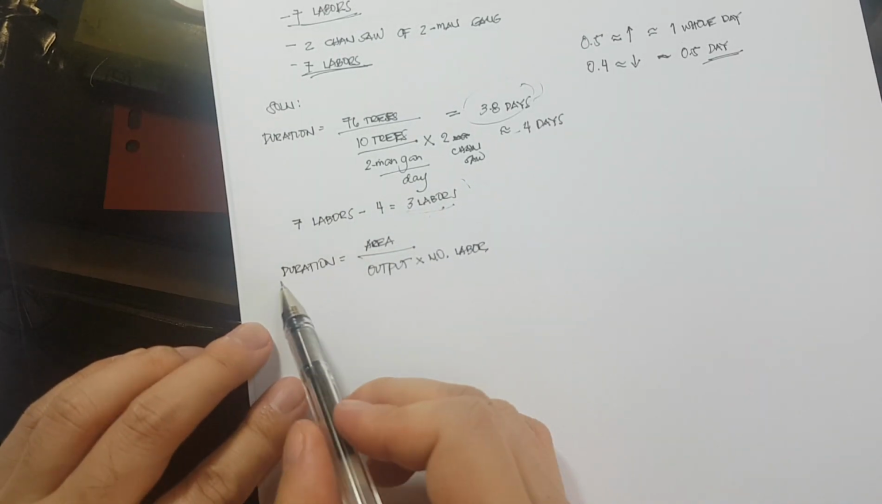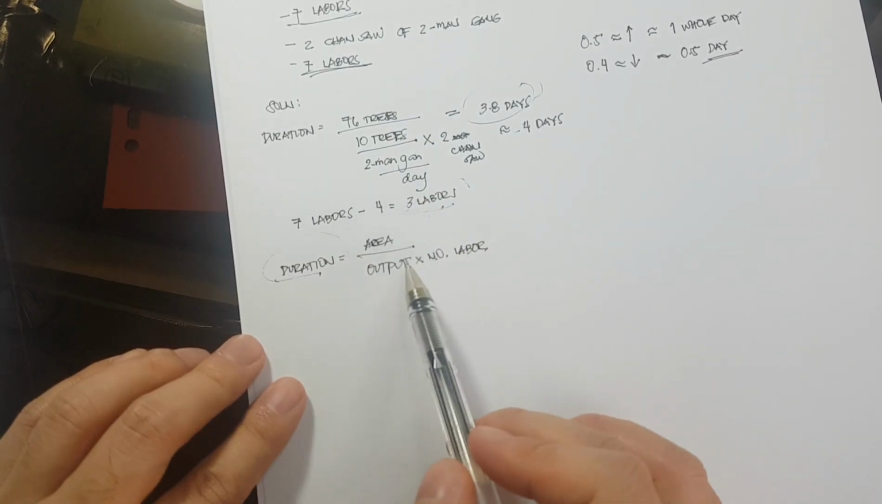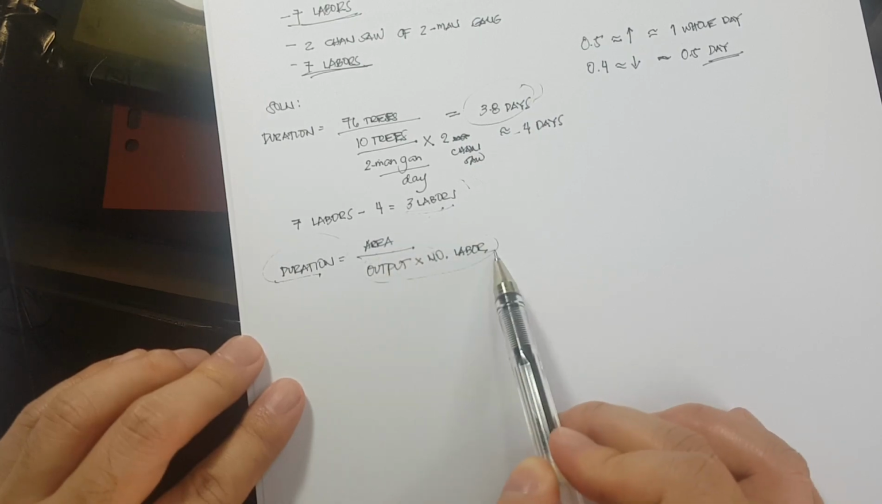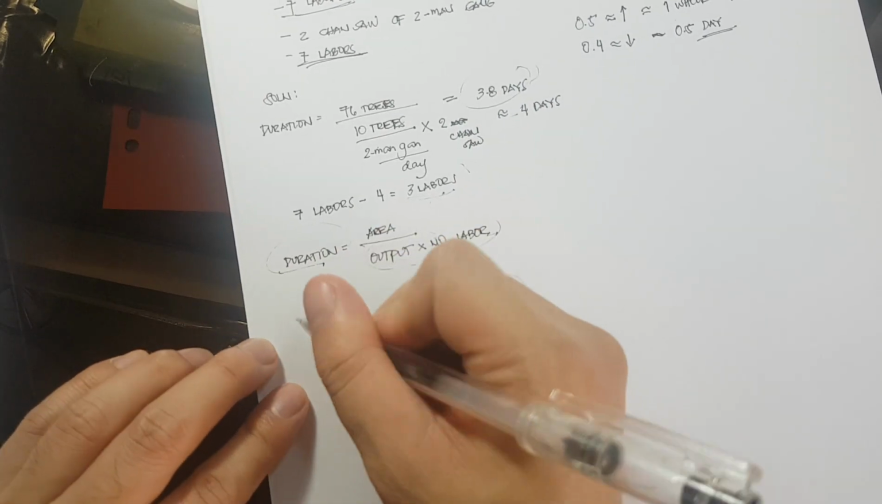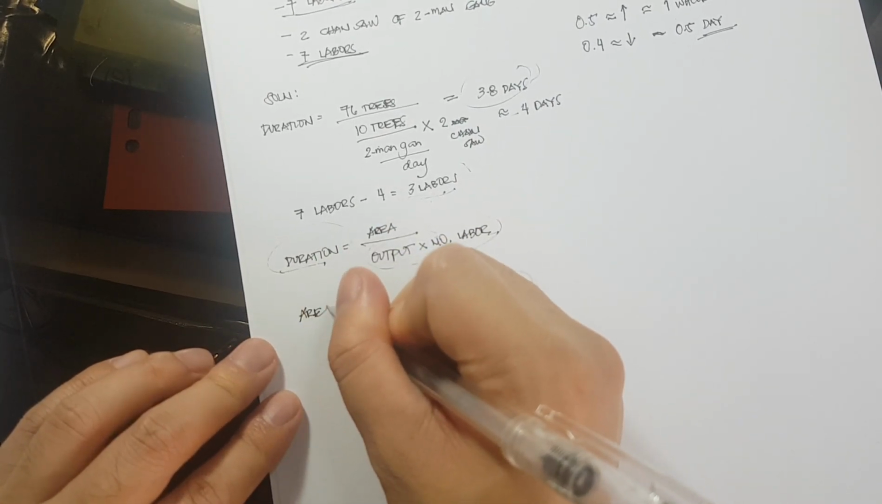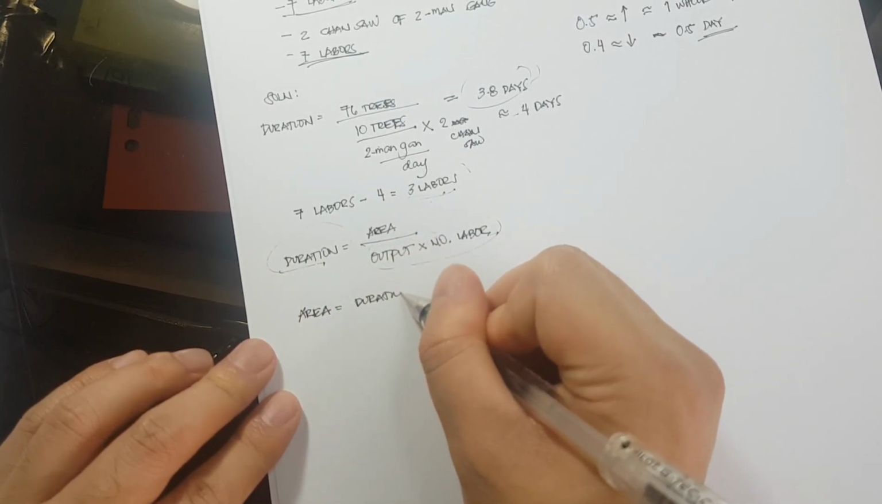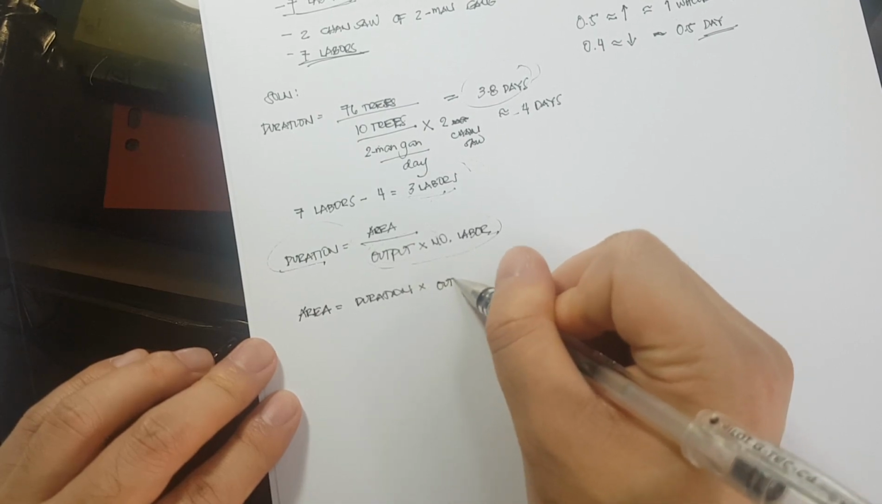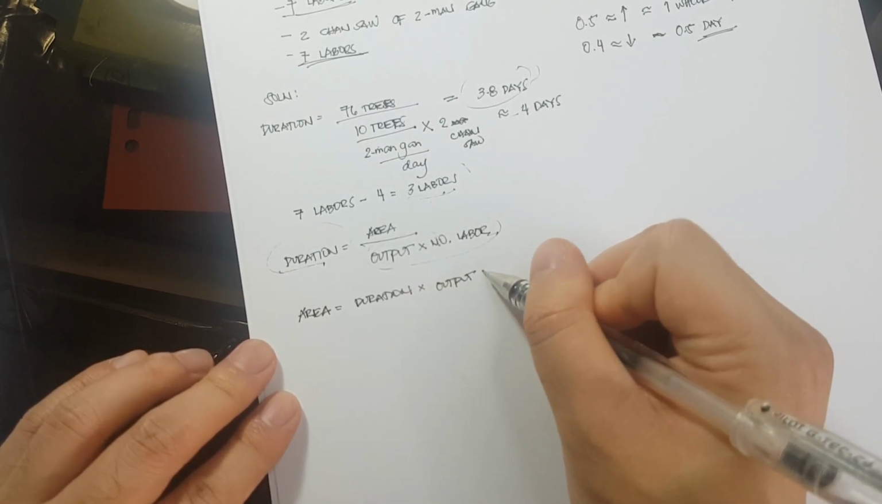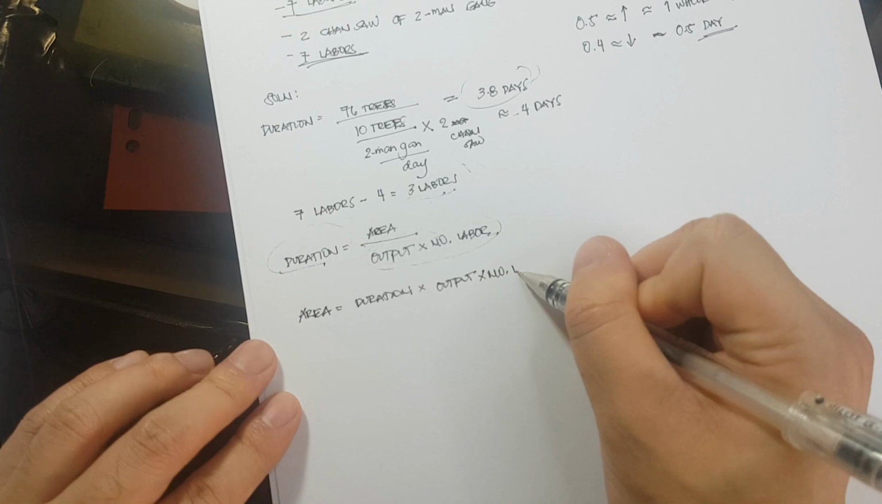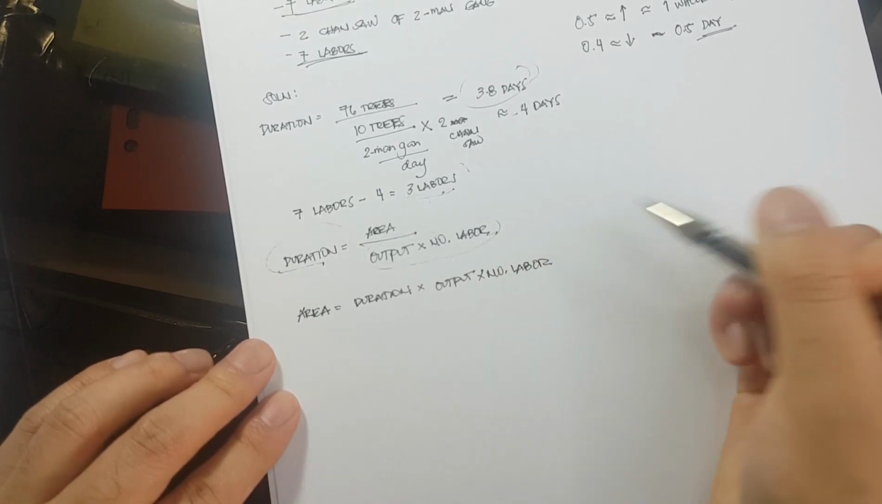Take note, we have the duration, and we have the output and the number of labor. So, cross-multiplying, we can now solve our area. Area is equivalent to duration times output times number of labor, then we can get our area.